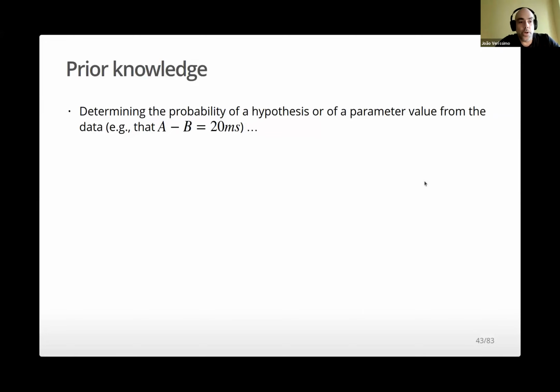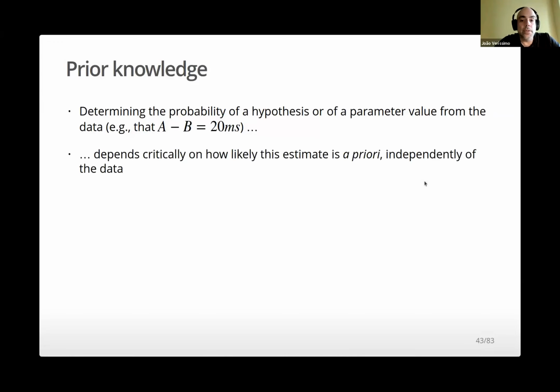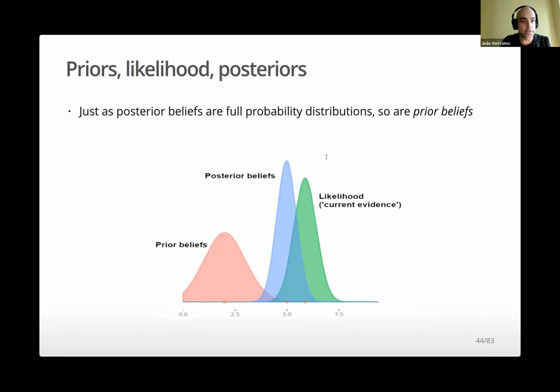So what is prior knowledge? Well, it's precisely whatever we already knew in advance. It's whatever we already knew independently of the data, a priori. So how likely was it that this difference, this regression slope, whatever it may be, was 20 milliseconds or whatever other value before I actually conducted my experiment? It's a bit of a strange concept if we're not used to thinking about this, but in order to do Bayes, we need to turn this into a formalization, and we need to say, indeed, this was what I believed before I conducted my experiment.